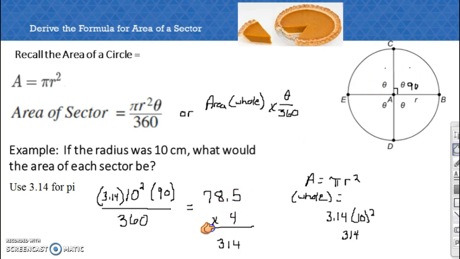If I were to multiply those by 4, I would see that my whole should be 314, and I can check that. Remember, the area of the whole circle is pi r squared. 3.14 times 10 squared is 314.